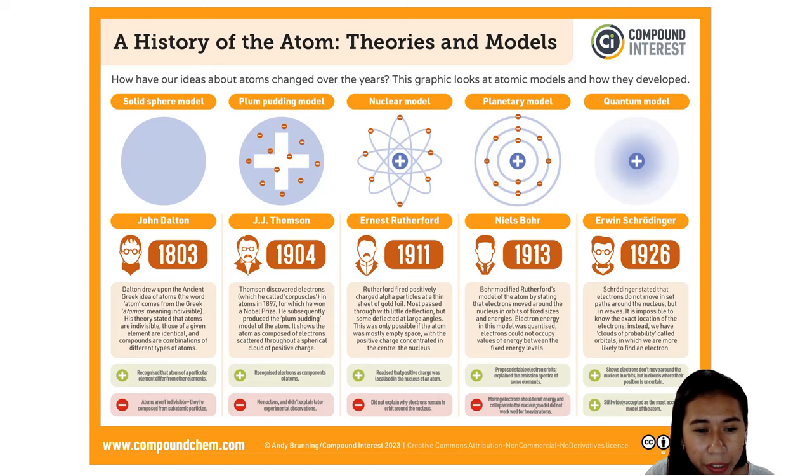All right, nuclear model of the atom. Tingnan niyo. So Rutherford fired positively charged alpha particles at a thin sheet of gold foil. Most passed through with little deflection, but some deflected at large angles. This was only possible if the atom was mostly empty space. Remember this also, siya din yung nagsabi na ang atom is mostly empty space lang siya kasi napakaliit ng nucleus. Think of an atom like a whole football stadium, tapos yung marble, maglalagay ka ng marble sa gitna ng stadium, yun yung nucleus. Then the entire stadium is the atom. So, mostly empty space lang siya.